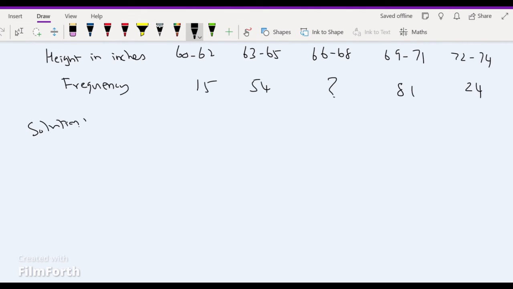So just find the mid x, because for the class interval 60 to 62, it is 61, then 64, 67, 70, 73. Frequency 15, 54. This frequency we don't know, so let us assume x, 81 and 24.